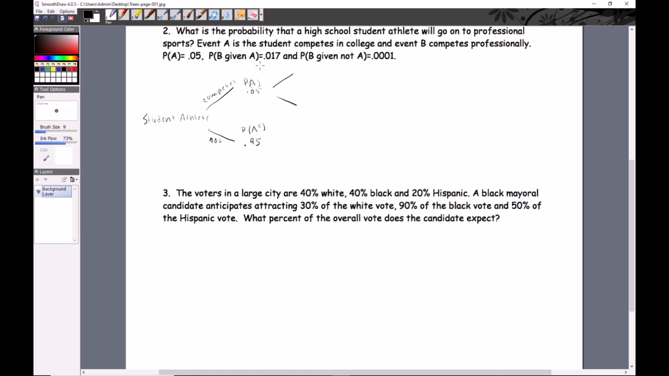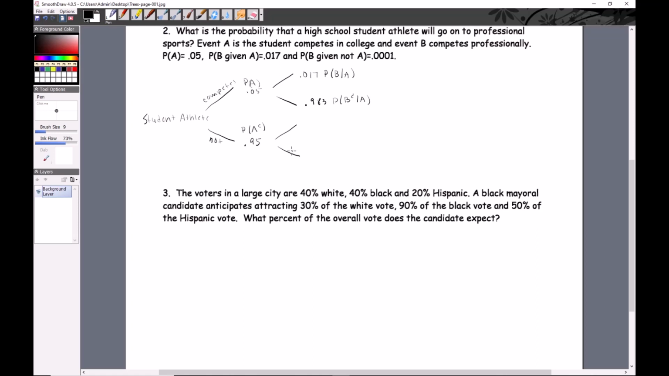All right, the probability of B that they compete professionally, given that they competed in college, is 0.017. And this is the probability of B given A. All right, now these two have to add up to 1. So if you subtract 0.017 from 1, you get 0.983. And this is the probability of B complement, that they're not competing professionally, given that they compete in college. All right? And so then we can split off this way.